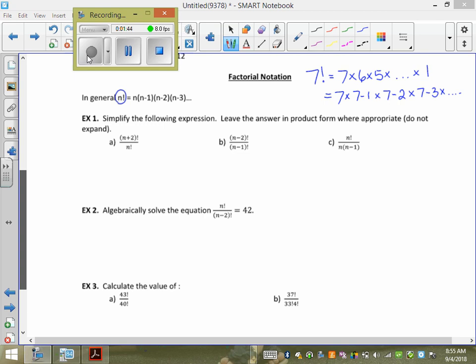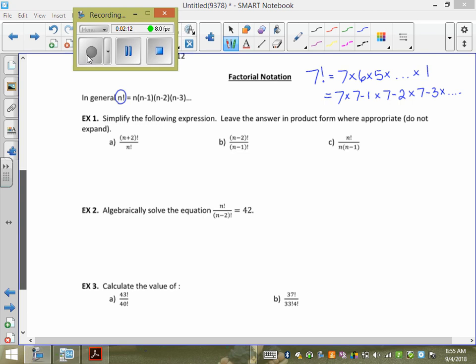So we have to remember that's what it means with the factorial, just going down by 1s and multiplying. So simplify the following expression. Leave the answer in product form where appropriate. What's product mean? It's an answer to a multiplication. So we're going to leave it in multiplication form. They don't want us to expand it, which is nice of them because we don't have to do any foiling and distribution and stuff like that. So do not expand. (n plus 2) factorial over n factorial.